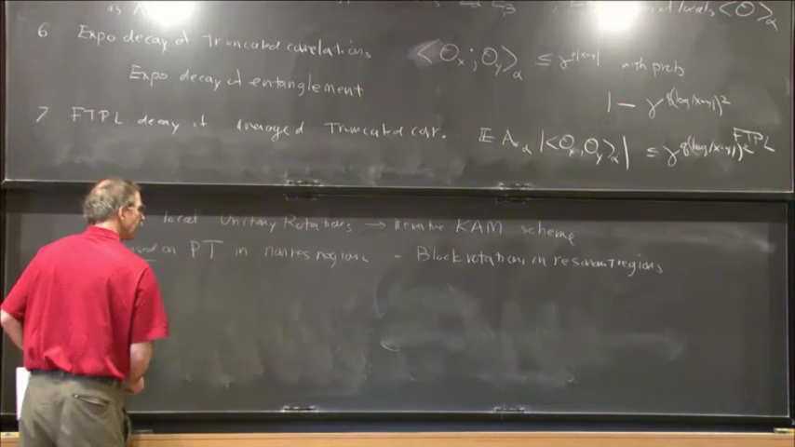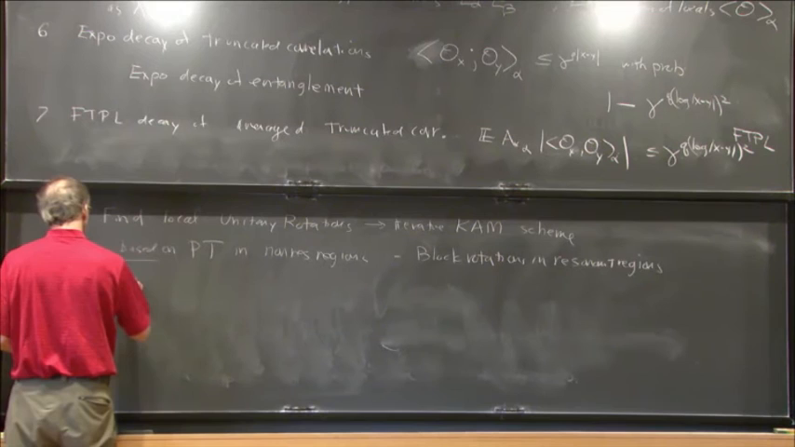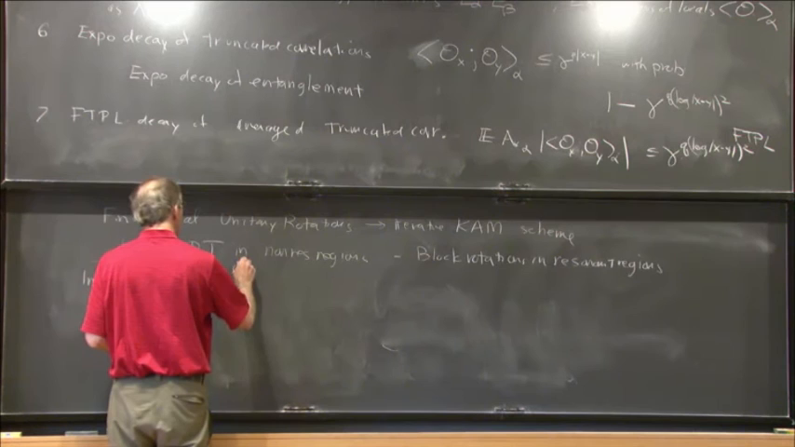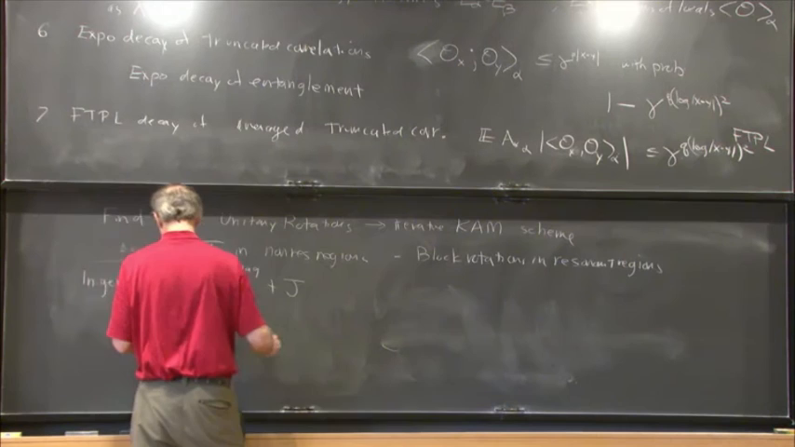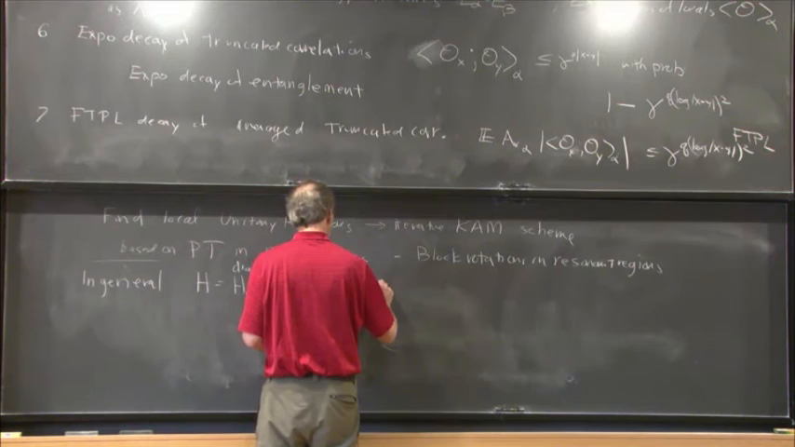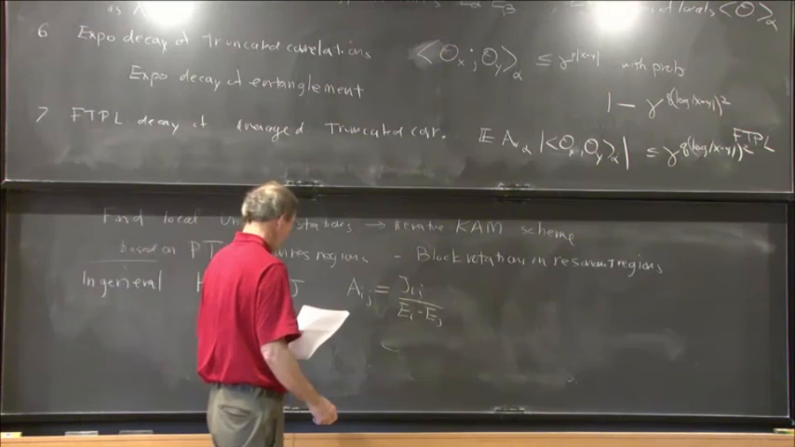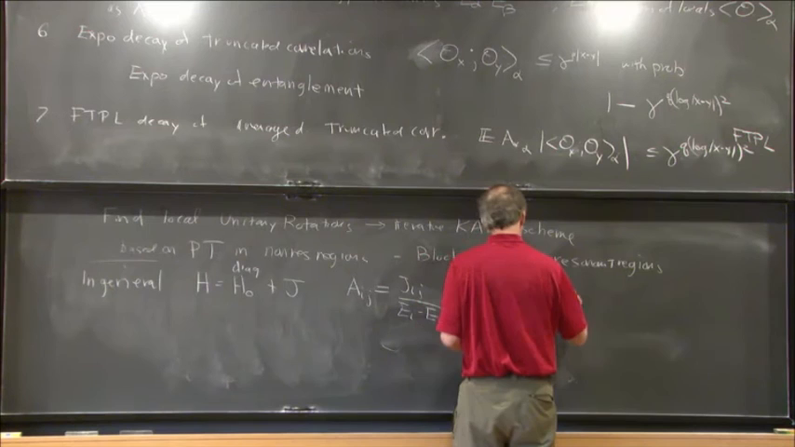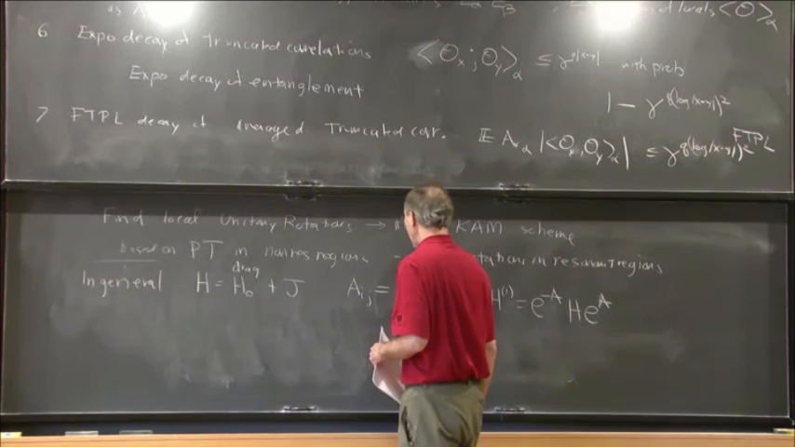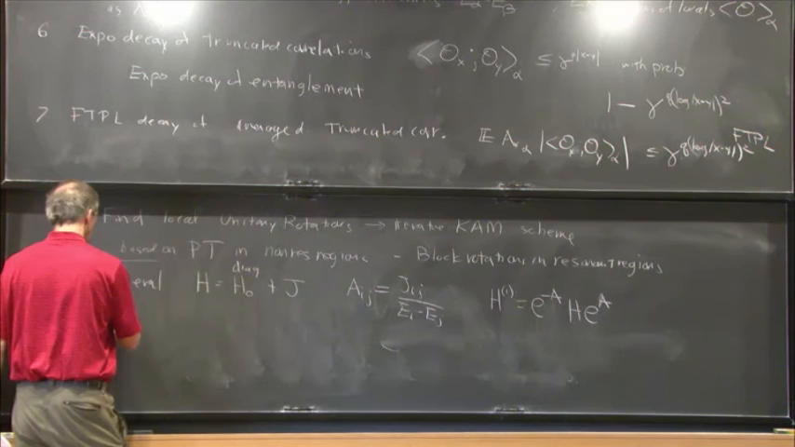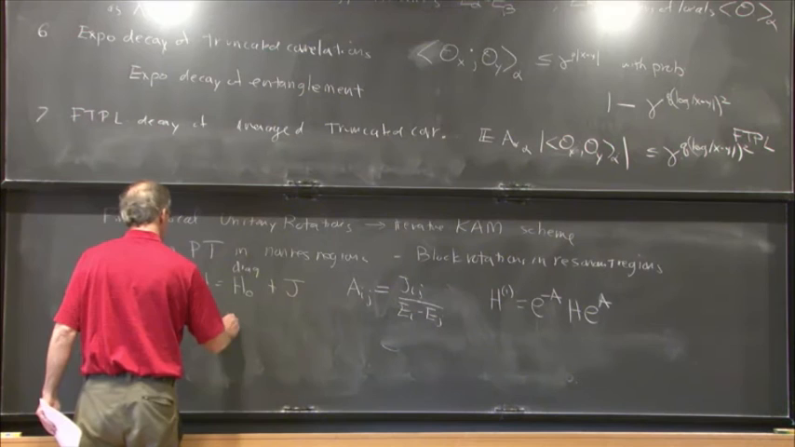So in general, how does this work? If you have any Hamiltonian, which is given by a diagonal plus an off-diagonal piece, then you can write an antisymmetric matrix A_ij equals J_ij over E_i minus E_j, and use that to generate a rotation. H1 then is going to be equal to e to the minus A, H, e to the A. These would be the diagonal elements, so H0.